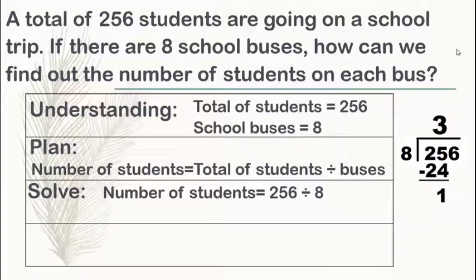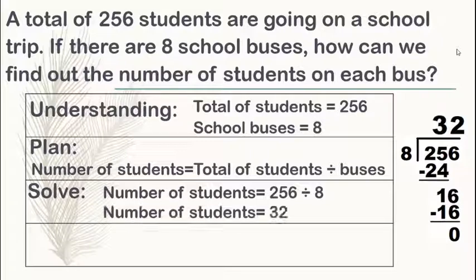1 cannot be divided by 8, so we need to bring down 6. So the dividend now is 16. 16 divided by 8 is equal to 2. So 2 times 8 is equal to 16. We need to subtract them. We got 0. So we can see that the number of students in each bus is equal to 32.